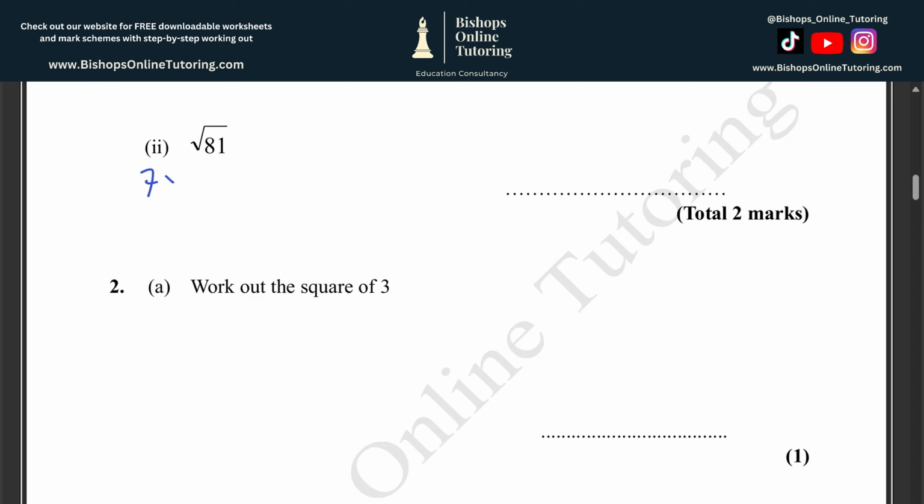So let's just try 7 times 7, that gives us 49, so we know it's going to be quite a bit bigger than that. 8 times 8, that gives us 64. 9 times 9, that gives us 81, so we know it's got to be 9. So our answer is 9.